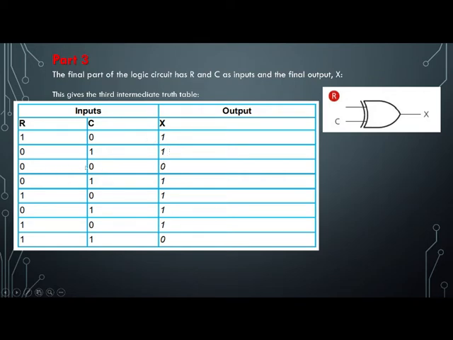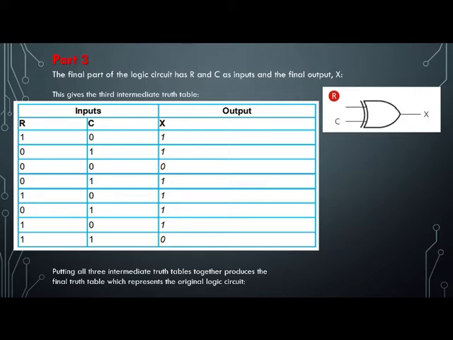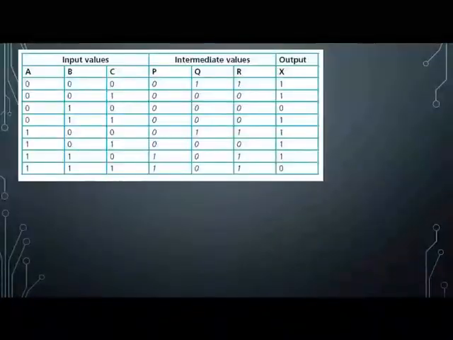Otherwise, they will not produce it. If the same values we have, like 0, 0 or 1, 1, they will not produce one. Okay, so we put all three intermediate truth tables together to produce the final truth table, representing the logic circuit, which was like this.